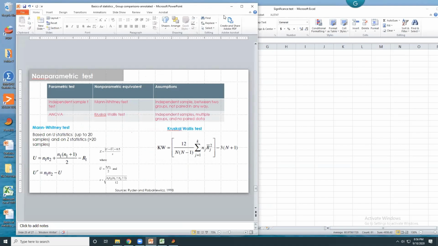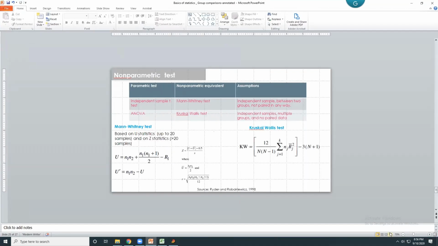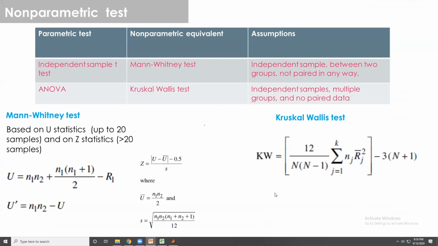In that case, you have similar tests in non-parametric tests, as Aditya has already explained. If you have two groups which follow all the assumptions of a parametric test, you do the independent sample t-test. Otherwise, the non-parametric equivalent is the Mann-Whitney test, which we will witness now. If you are doing ANOVA, then you can do the Kruskal-Wallis test if the data is not following the assumptions of parametric tests. So the Mann-Whitney test follows the U statistic.